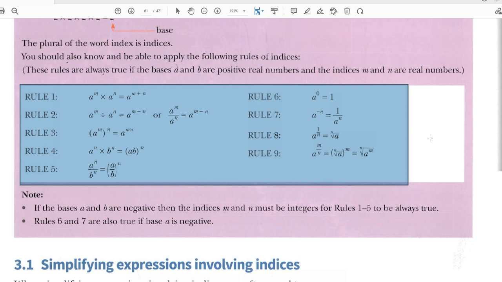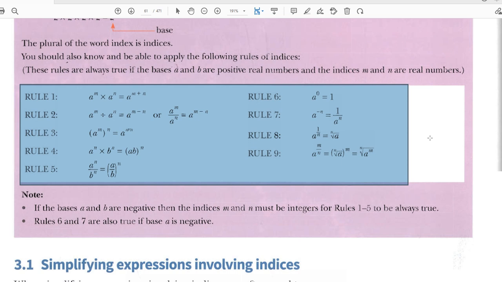Rule number 6 is a to the power 0 is 1. It means something to the power 0 is always 1. Okay. Rule number 7. a to the power minus n is always equal to 1 upon a to the power n. So we can change the sign of the exponent by just writing the given number as 1 upon. So a power minus n is equal to 1 upon a to the power n.